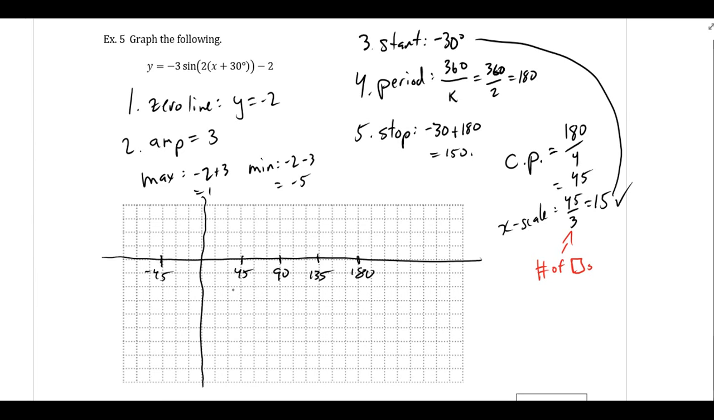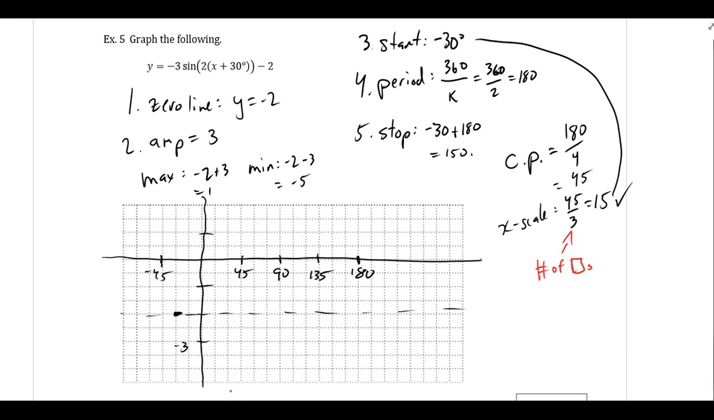Where's my 0 line? So let's see. I'll count 1, 2, 3. And then 1. So hold on. Sine starts on the 0 line. My 0 line is at negative 2. And it starts at my phase shift. And this is flipped. So I'm going to start by going down. So I count over 1, 2, 3. And I go down. Uh-oh, I go off the graph.